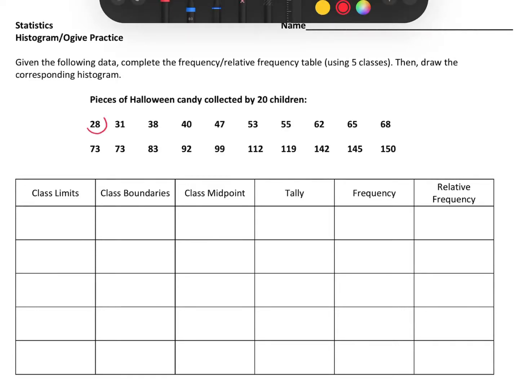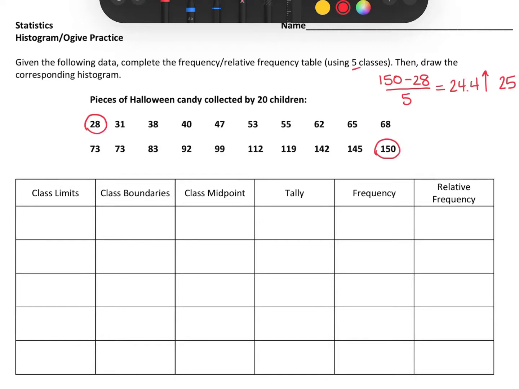It looks like the lowest number here is the 28, the highest is 150. So remember, we find our class width by taking 150 minus 28 and then dividing by how many classes. In this one, it asked me to use 5 classes. That comes out to 24.4, and remember that we always round up. Even if that was a whole number, we would round up. So 25 will be our class width.